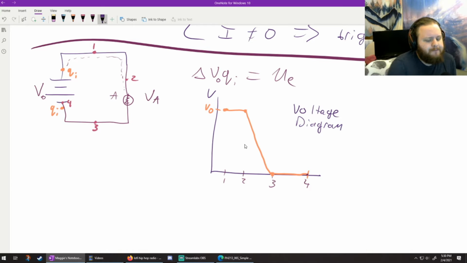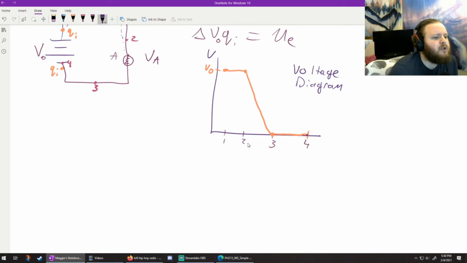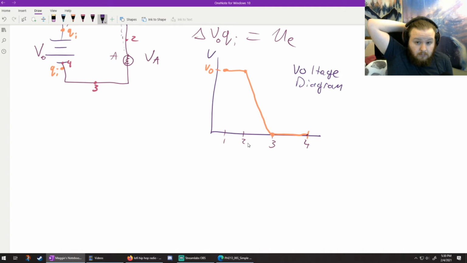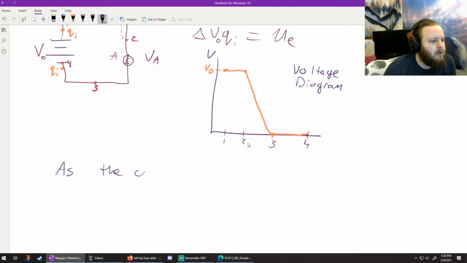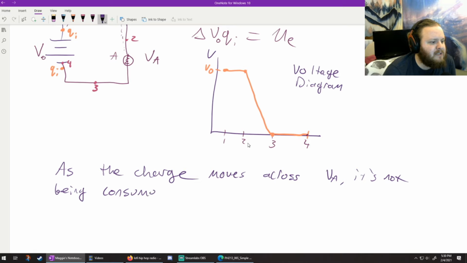So here's a question. What happens to the charge as it goes across VA? Does the charge get consumed, or is it just energy that gets consumed? I mean, charges can't be created or destroyed, right? So as the charge goes across VA, charge moves across VA. It's not going to get destroyed. That's actually a pretty nice feature, right?